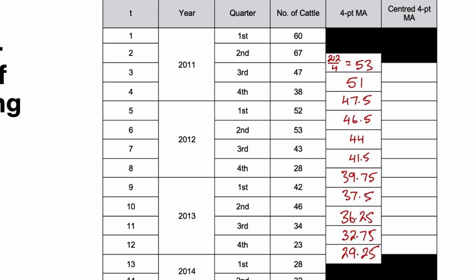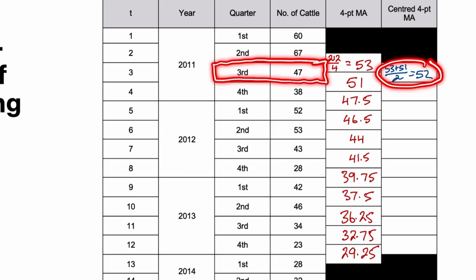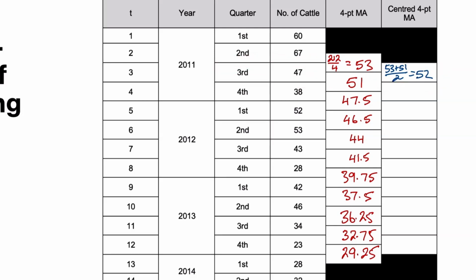Now that we have all of the 4-point moving averages calculated, we can then go on to find the average of the two 4-point moving averages in order to center it. The reason that we do this is so that it falls in line with a given time period. As an example, if I were to find the average of these two 4-point moving averages, 53 and 51, the centered moving average would be the result of 53 plus 51 divided by 2, and that would give me a result of 52. We can now see the centered moving average falls directly in line with the third quarter of 2011. We repeat this process for the remaining pairs of 4-point moving averages. For example, the next one, 51 plus 47.5 divided by 2.